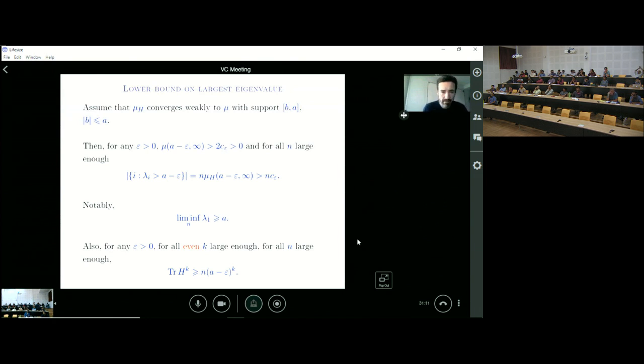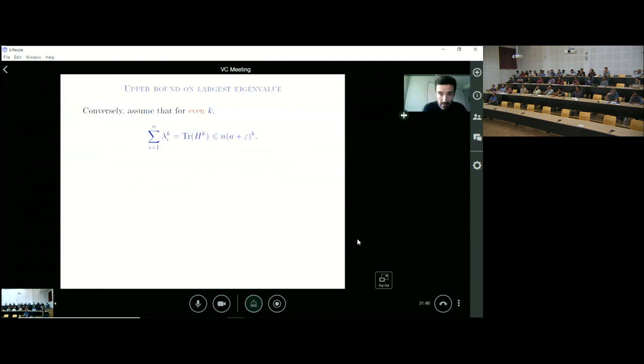Also, from the fact that the number of eigenvalues larger than A minus epsilon grows linearly, you deduce that for any epsilon, if you take your k even and large enough, the trace of H power k will be at least n times (A minus epsilon) power k. Okay. So now we will turn to an upper bound of lambda 1.